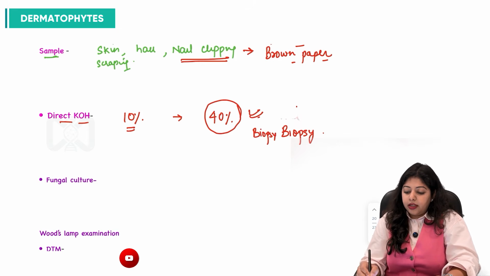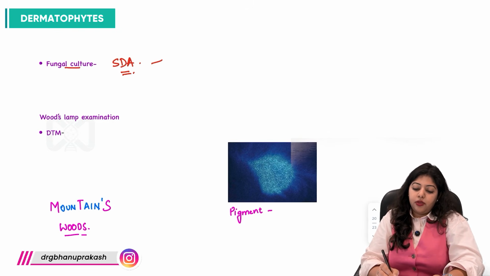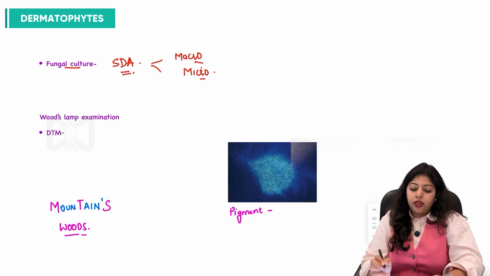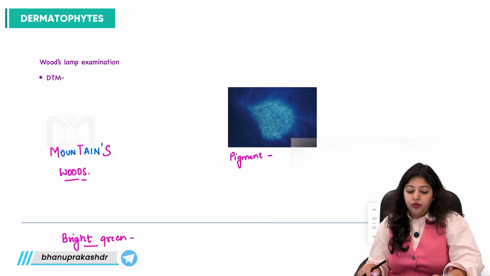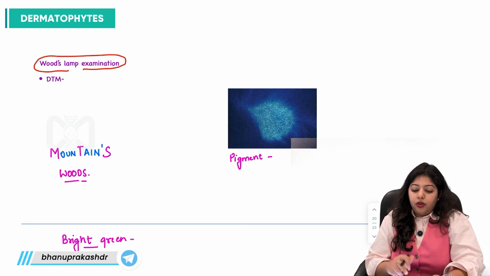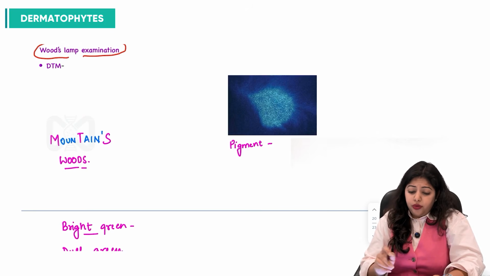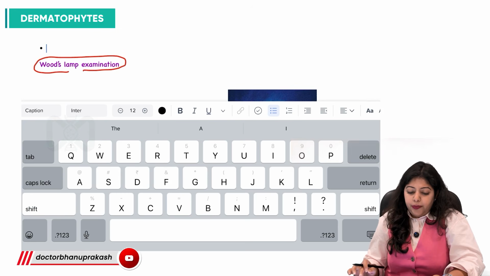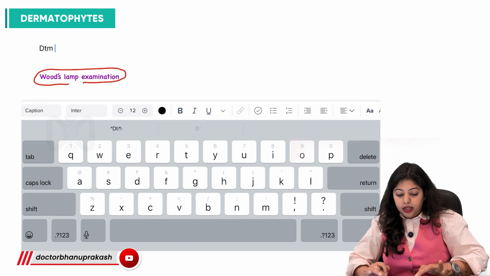Not hair, it is for nails. So for fungal culture, we have seen it is done on SDA culture media, which helps us detect the macro as well as microconidia, right? We are doing fungal culture. Another thing that we do for identification of dermatophytes is another test.